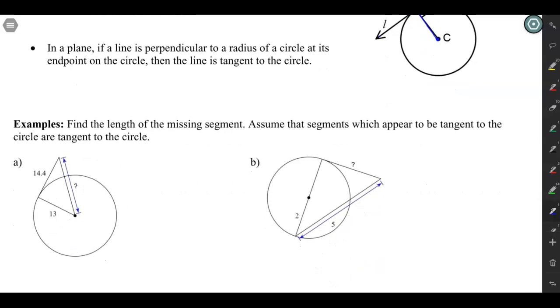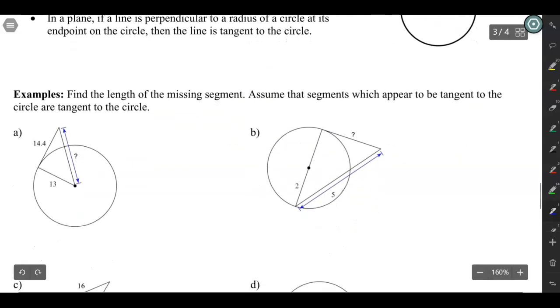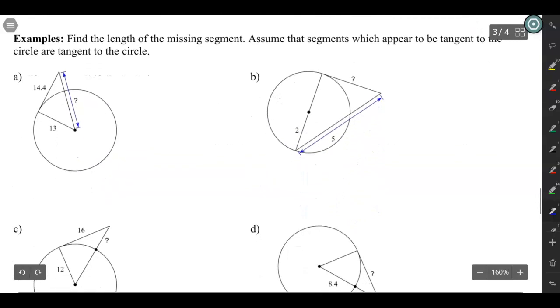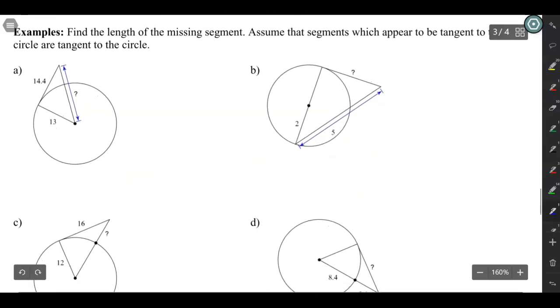So let's go ahead and use these theorems to answer some questions. In these examples, we are finding the length of the missing segment. And here's an important key here. We are assuming the segments that appear to be tangent on the circle are actually tangent.